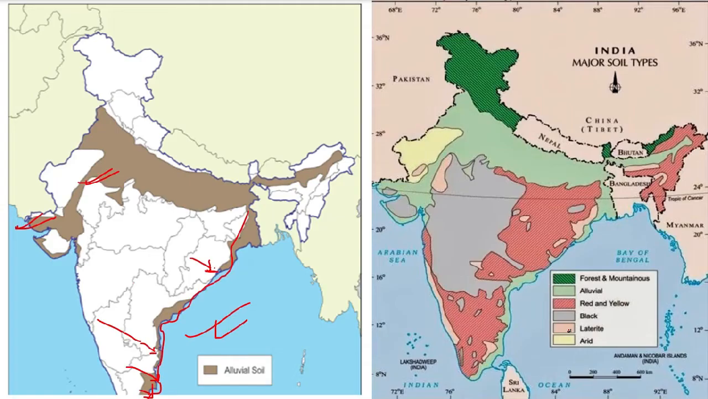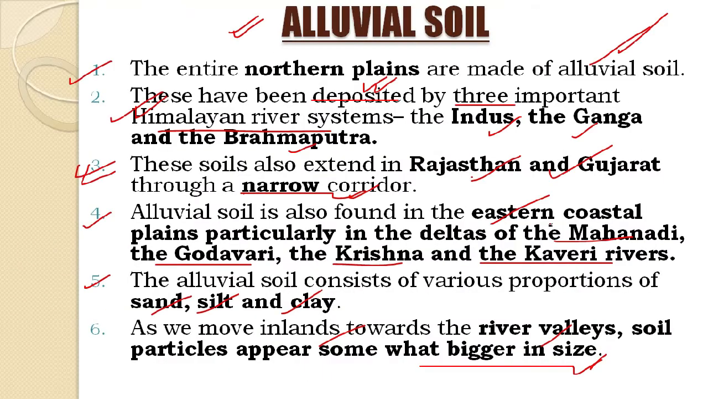Clear? Let us move ahead. In the first map, we have already seen the distribution of the alluvial soil in the entire northern plains, in the eastern Ghats, and some corridors of Rajasthan and Gujarat. Clear? Now you also go through this diagram which is given in your map. When we talk about the distribution of alluvial soil, let us go through the slides and see what type of questions could be raised.